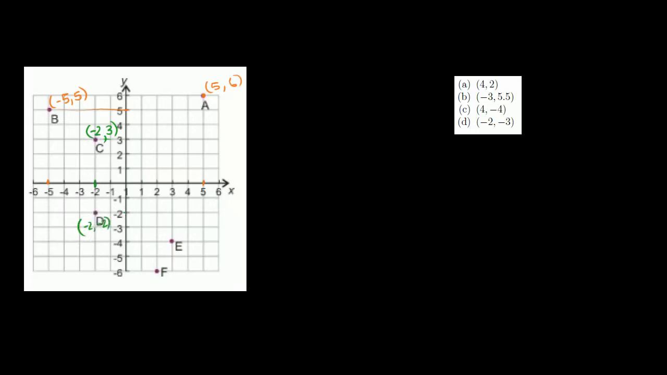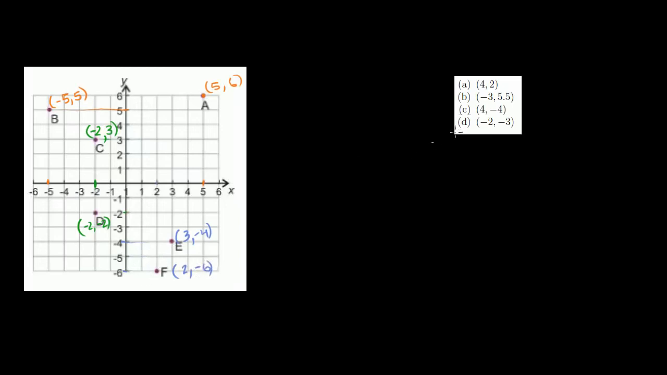Let me get another color. E. Let's do the y-coordinate. Well, we'll figure it out first, but you always have to write it second. It's negative 4. You see that right there, the y-coordinate. The x-coordinate is 3. And then finally, F. The x-coordinate is 2. And the y-coordinate is negative 6. Hopefully that gives you a sense of at least figuring out the coordinates.